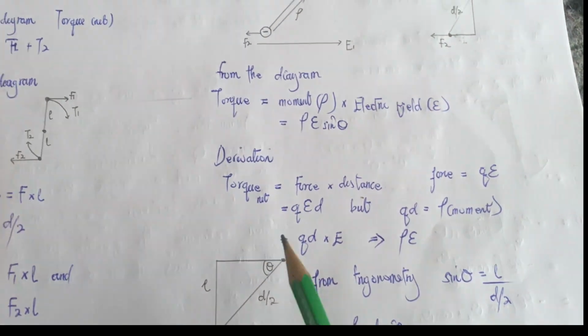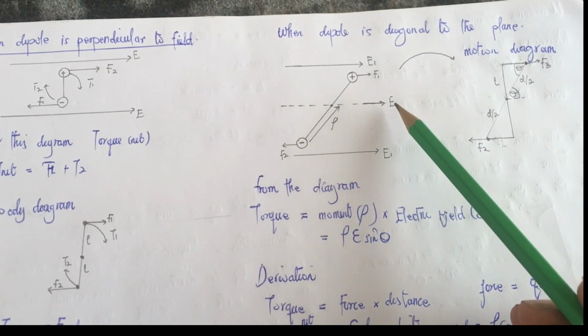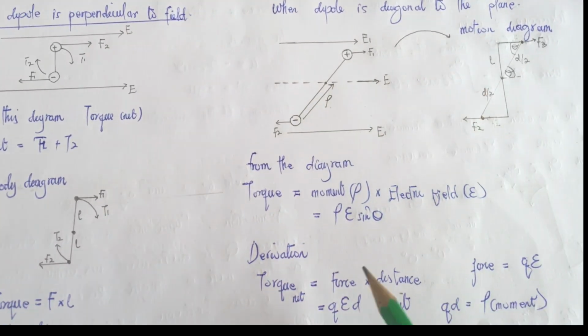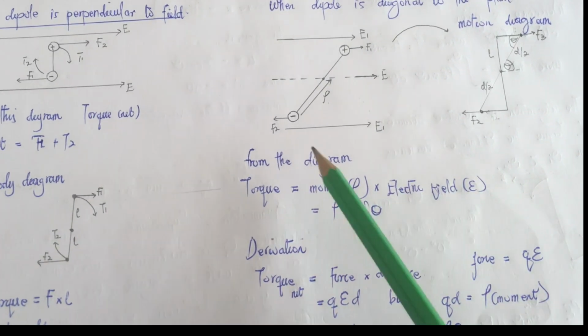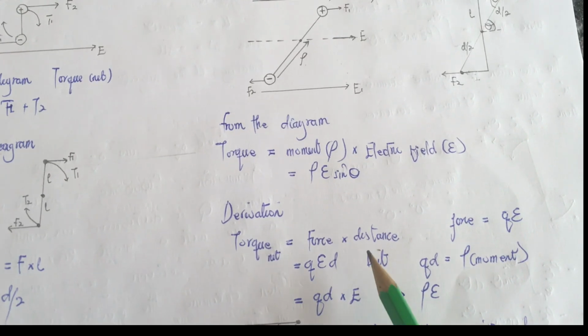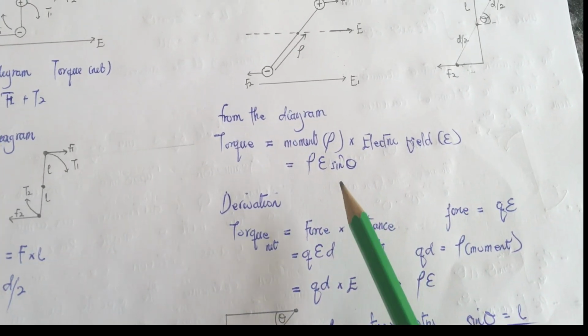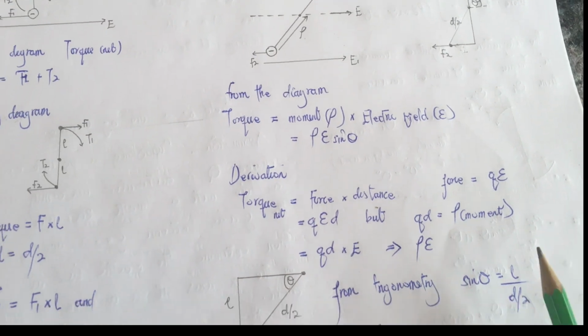Here our torque is equal to the moment. If you consider this one, it is a vector, and this one is also a vector. So our torque is equal to the moment times the electric field, multiplied by the sine of the angle. This is another formula for torque: P, which is the moment, and E, which is the electric field, times the sine of the angle between them.